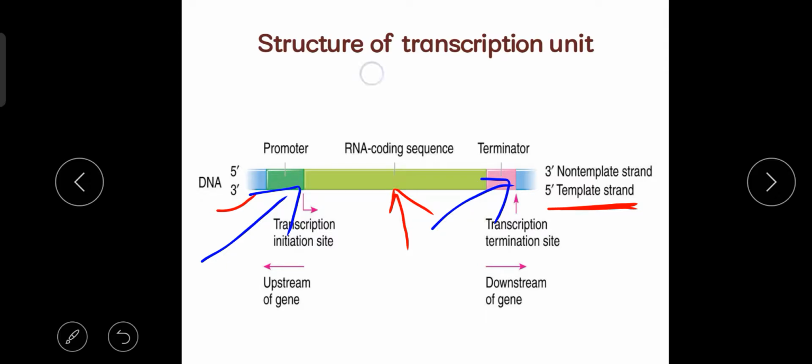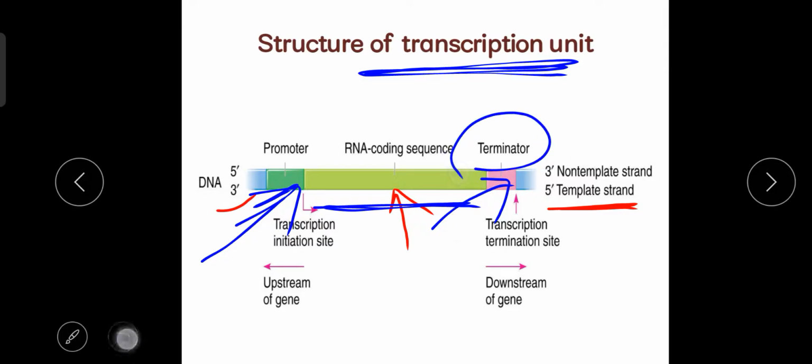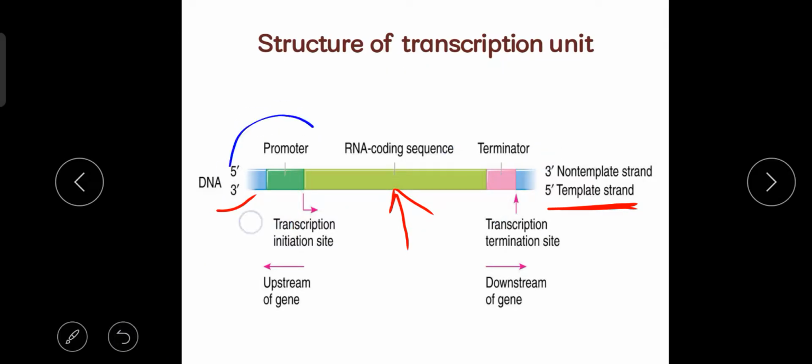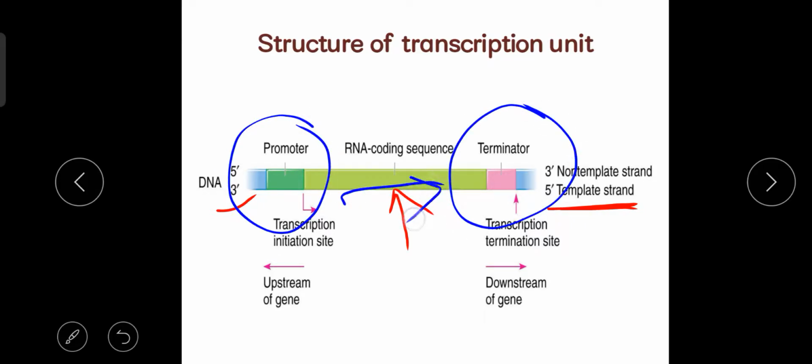Remember, the transcription unit consists of three components: promoter, structural gene, which means this template strand, and the terminator. So these three are very important: promoter, terminator, and the structural gene, which is also called the template strand. Okay guys, are you getting my point?